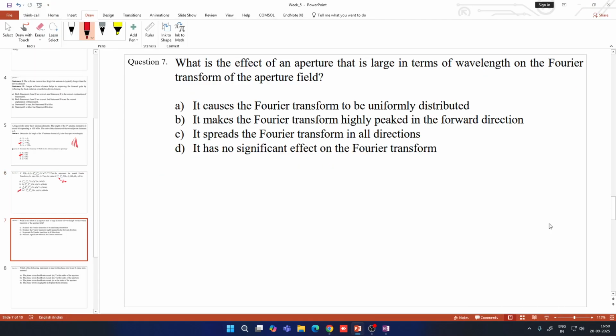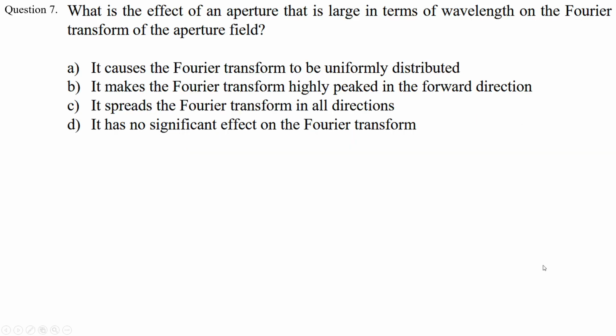Okay, now we will move on to question number 7. What is the effect of an aperture that is large in terms of wavelength on the Fourier transform of the aperture field? Okay, I will read the question again. What is the effect of an aperture that is large in terms of wavelength on the Fourier transform of the aperture field?